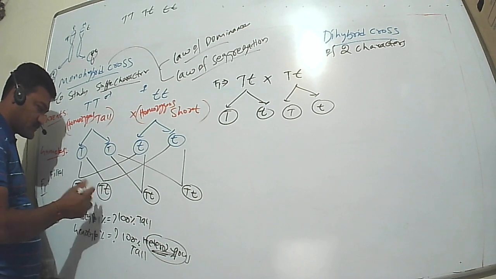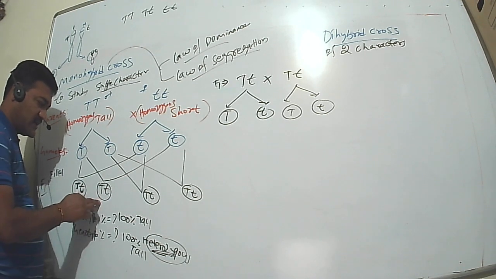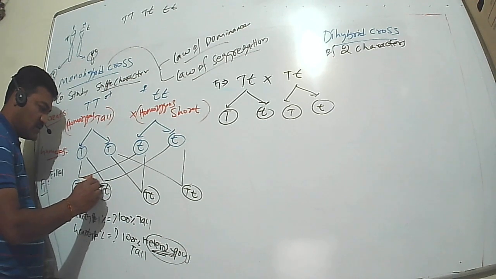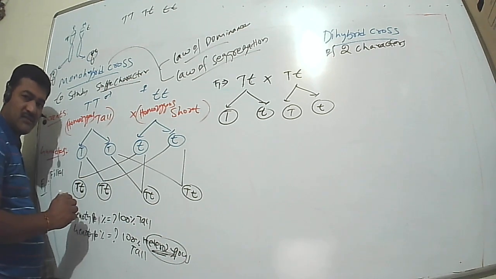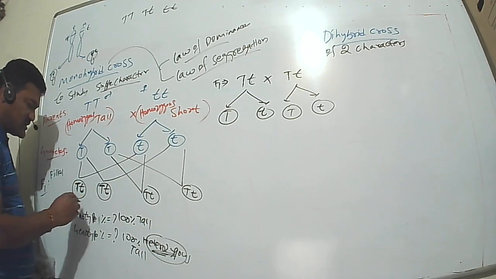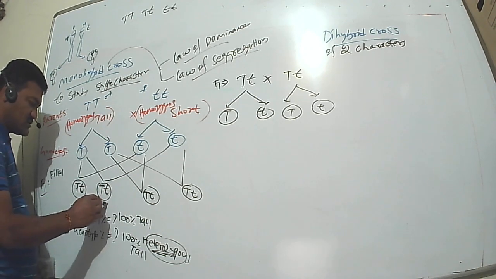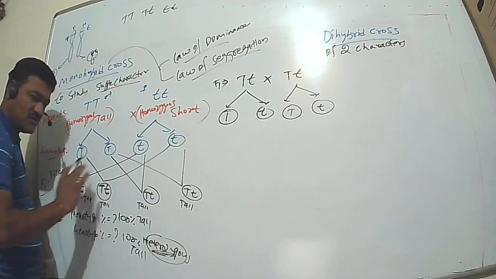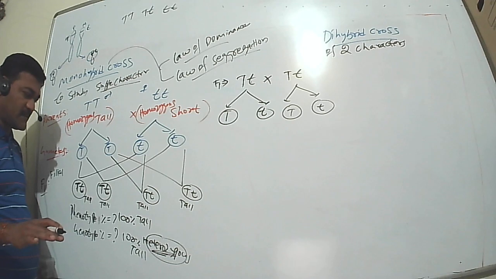So look at here. This is a hybrid plant, hybrid tall, heterozygous tall, having capital T, the dominant allele, and small t, the recessive allele. But which is expressed? Only the dominant allele is expressed. That's why this is tall, this is tall, and this is tall, and this is tall. But what about this recessive allele? It's not expressed, it's suppressed.